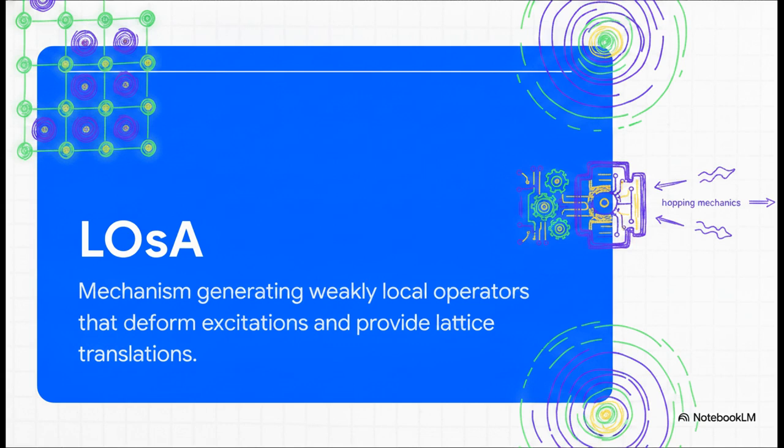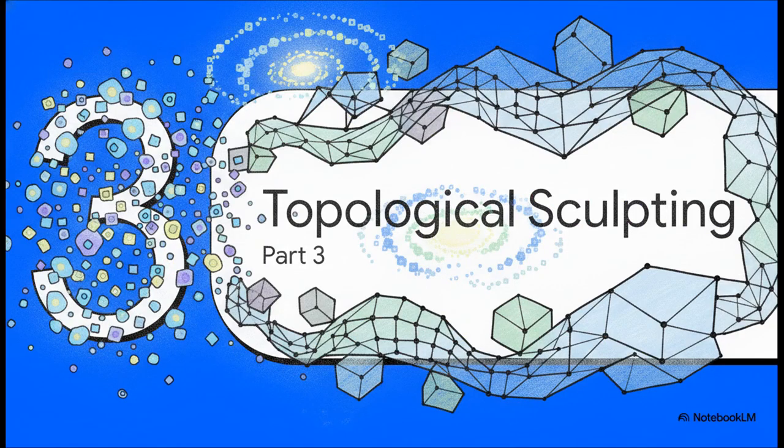Just to keep our footing here, let's quickly define the mathematical engine driving all this. It's called LOSA, or the local operator subalgebra. This is the exact microscopic mechanism that generates those weakly local hopping operators. It's literally the source code that locally deforms quantum excitations and provides those lattice translations we just talked about. Moving right along to part 3, topological sculpting.